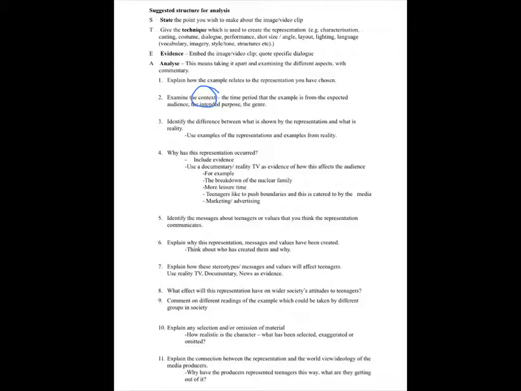Next, you need to identify the difference between what is shown by the representation and reality, and use examples from reality. So for example, here you might say that in The Simpsons, Milhouse is portrayed as a nerd, as a loser, his life sucks, whereas in reality, nerds are actually quite successful. And then pick some real examples.